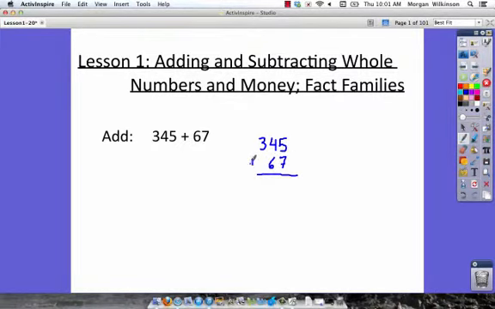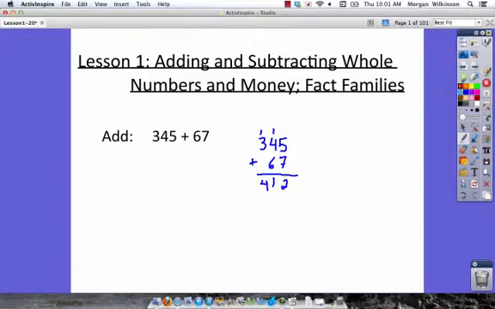Now we're going to add. Okay, we've got 5 plus 7, that's going to give us 12. We're going to carry the 1. We've got 1 plus 4, that's 5, and 5 plus 6 is 11. Carry the 1. And we've got 1 plus 3, that's going to give us 4. So we've got an answer of 412.